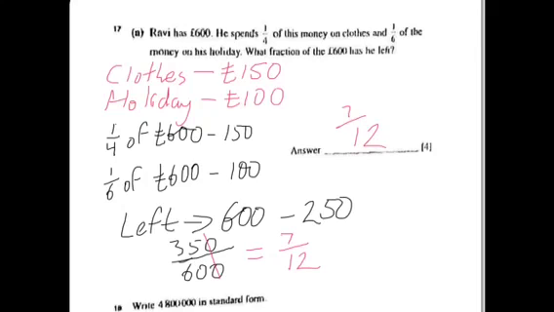Now notice I've actually done a little bit of extra work at the end there, because it doesn't say that you need to give your answer in its simplest form. So in actual fact, you would still score full marks for 350 over 600.